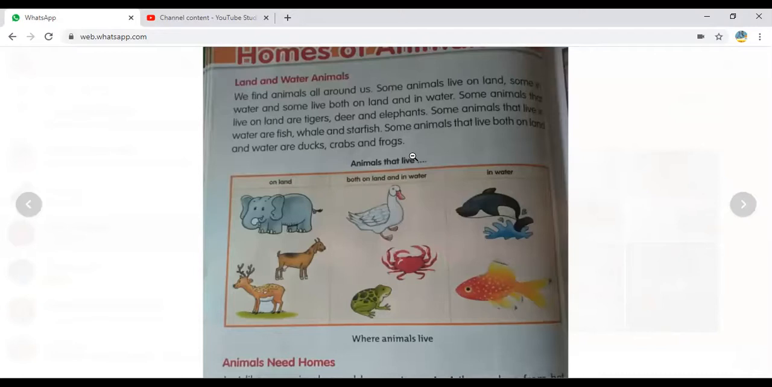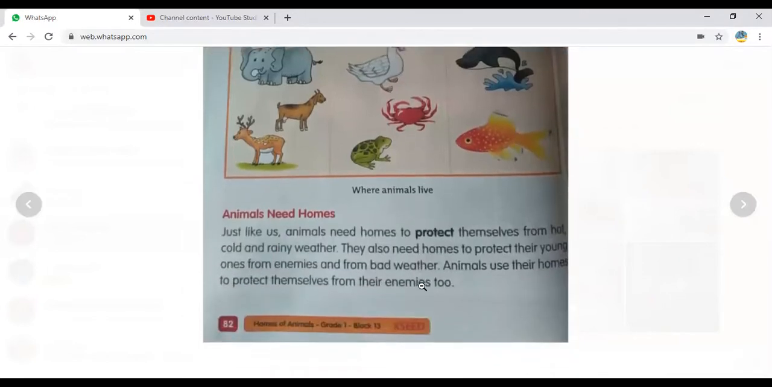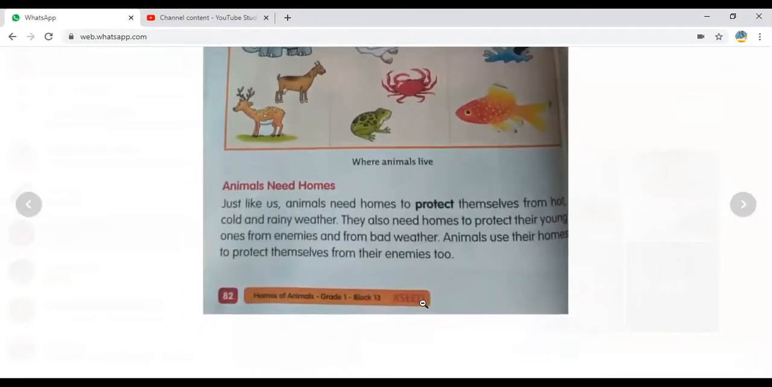Now we are going to discuss one more important thing, that is the main topic of this. Animals need homes. Why do animals need homes?